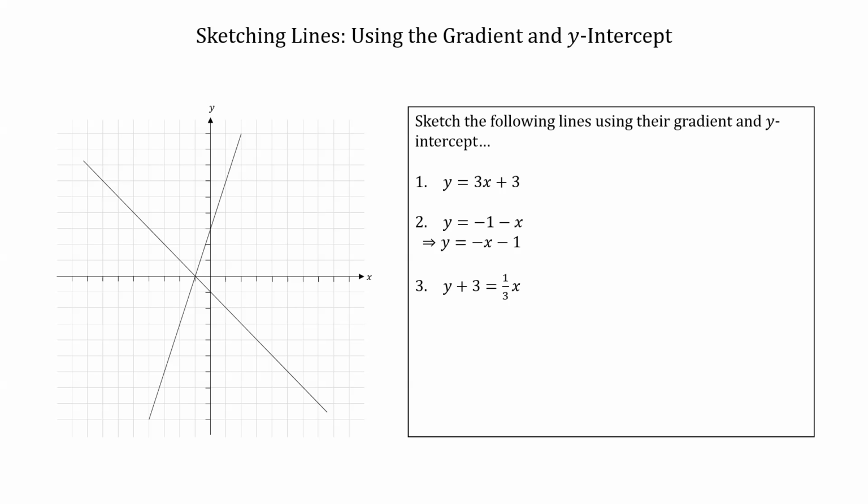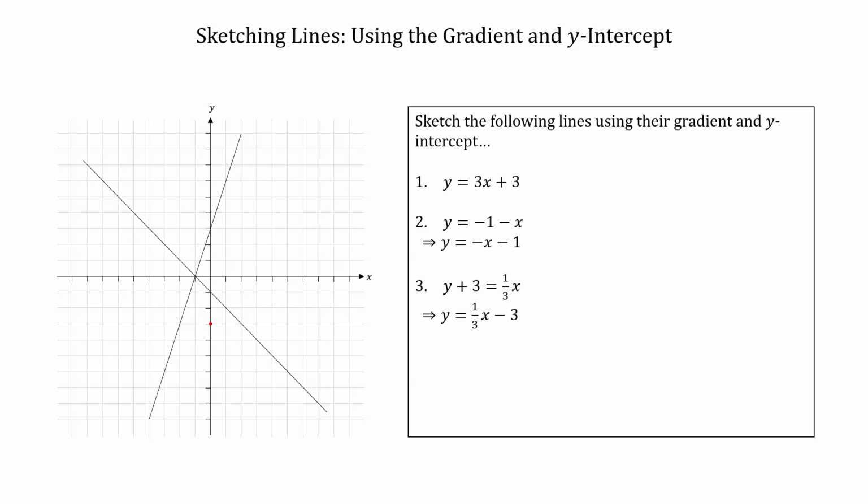y plus 3 equals 1/3 x. Once again, we need to rearrange this equation slightly to get it in the standard form. So we just take this plus 3 over to the right hand side and it becomes a minus 3. So we get y equals 1/3 x minus 3. So the y-intercept is minus 3. So let's put a dot on our y-axis at minus 3.